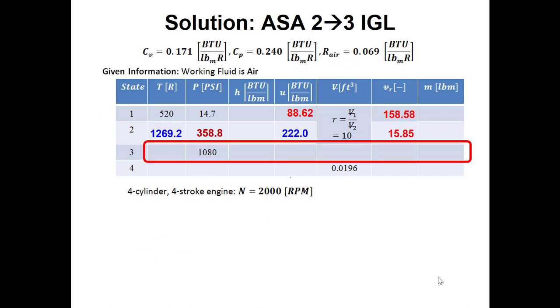So now we're going to go between state 2 and state 3. What happens between state 2 and state 3? We add heat. If we add heat, that means it's not an isentropic process. It means I can't use the isentropic relationships. That means the only thing I can do is use the ideal gas law, right? So here, as I move between state 2 and state 3, I can use the ideal gas law.